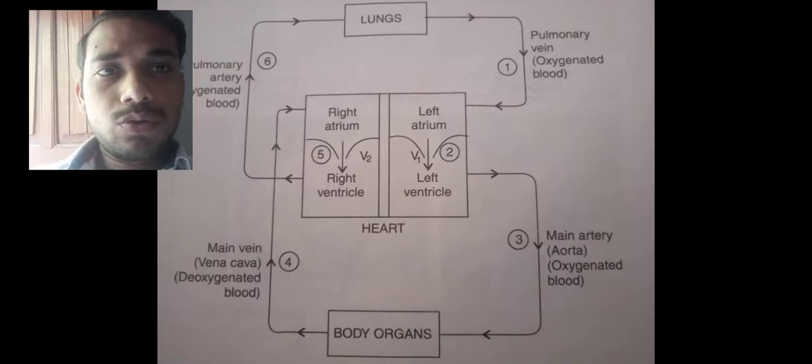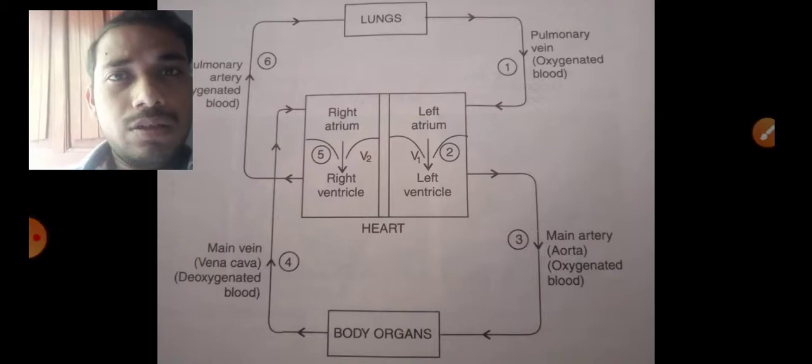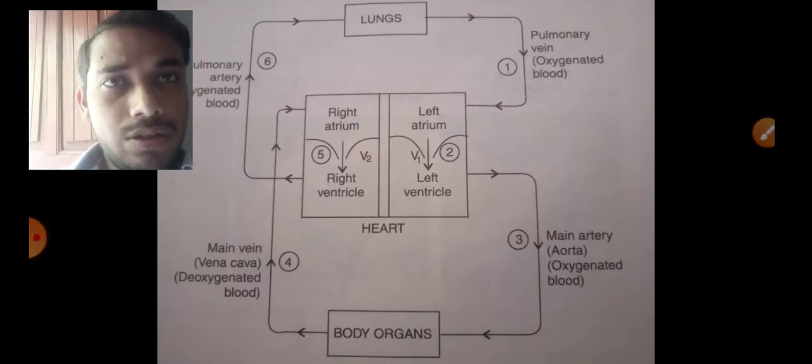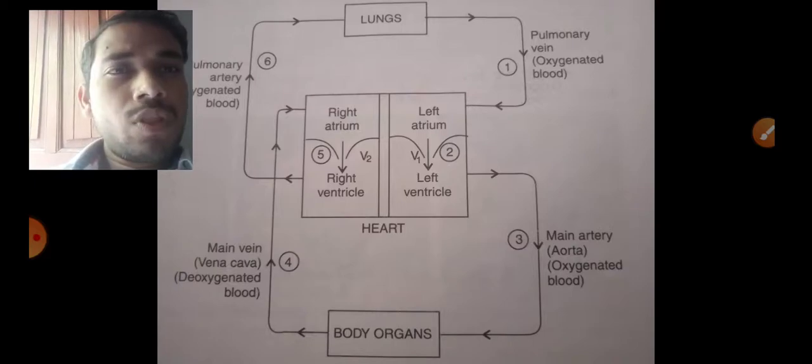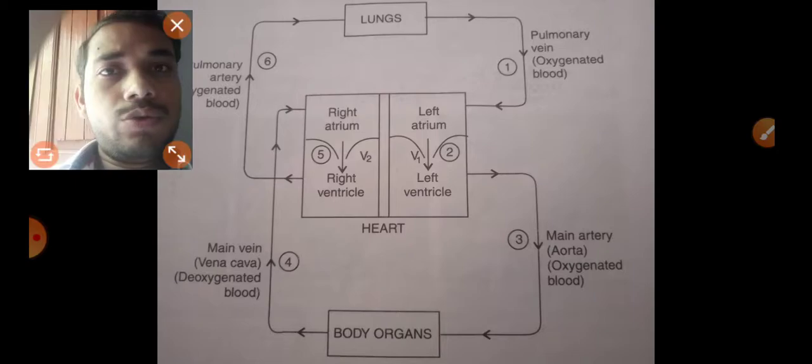Here we are going to again rediscuss the circulatory system in human beings. Through this diagram, we'll try to understand how the blood moves in our body from the heart and from the body to the heart. Let us see here.